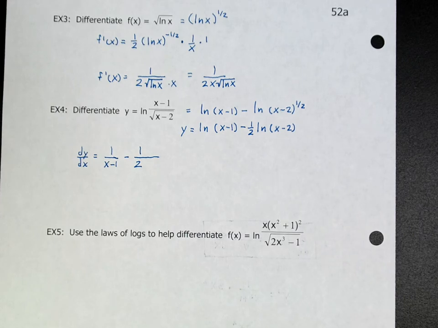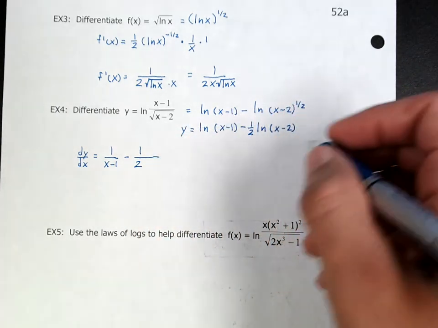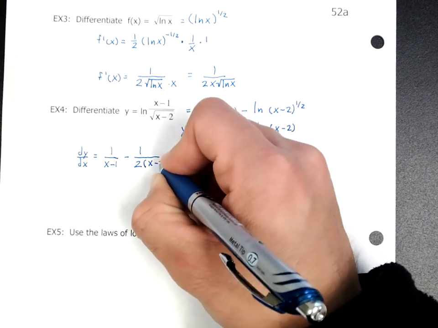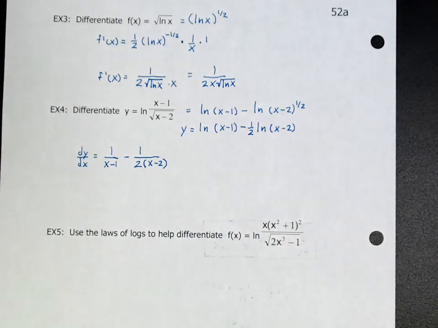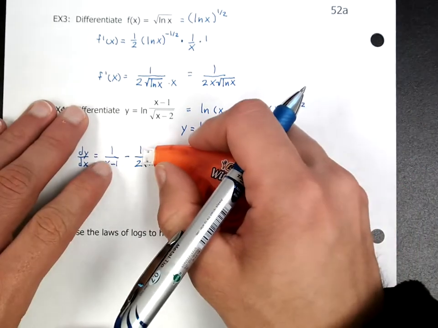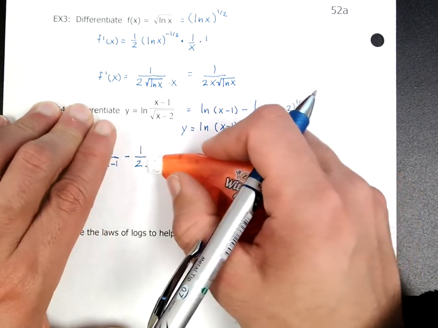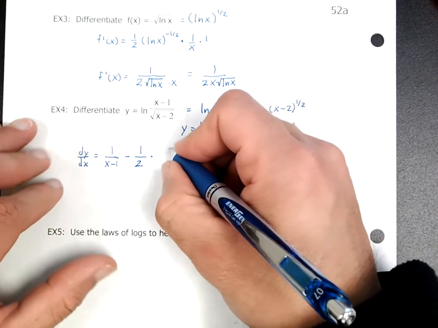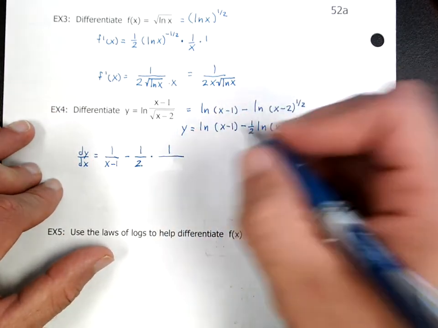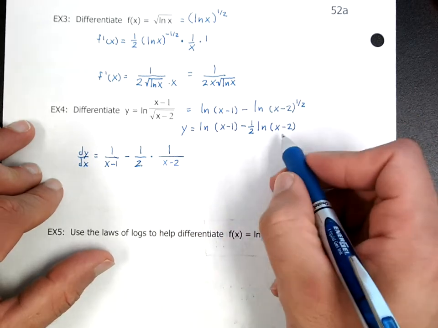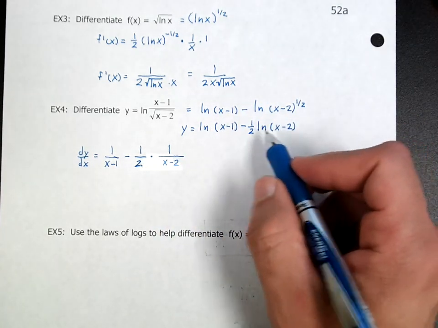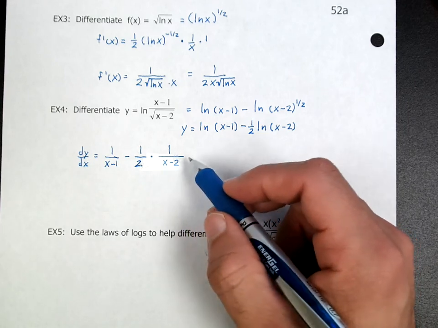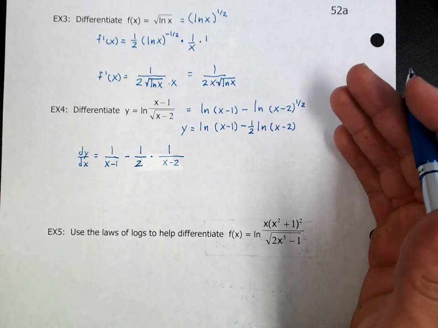Now the derivative of the natural log of x minus 2 would be... well, let me rewrite it like that. I feel like maybe I'm skipping too many steps here. So what I wrote was correct anyway, but this would be 1/2 times 1 over x minus 2, because remember, to take the derivative of the natural log of x minus 2, that would be 1 over x minus 2 times the derivative of x minus 2, which in this case is also 1, so I'm not going to rewrite that.